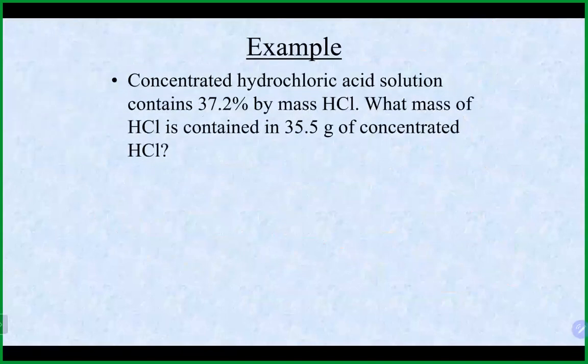All right, concentrated hydrochloric acid solution contains 37.2% by mass HCl. What is the mass of HCl contained in 35.5 grams of the concentrated hydrochloric acid solution?